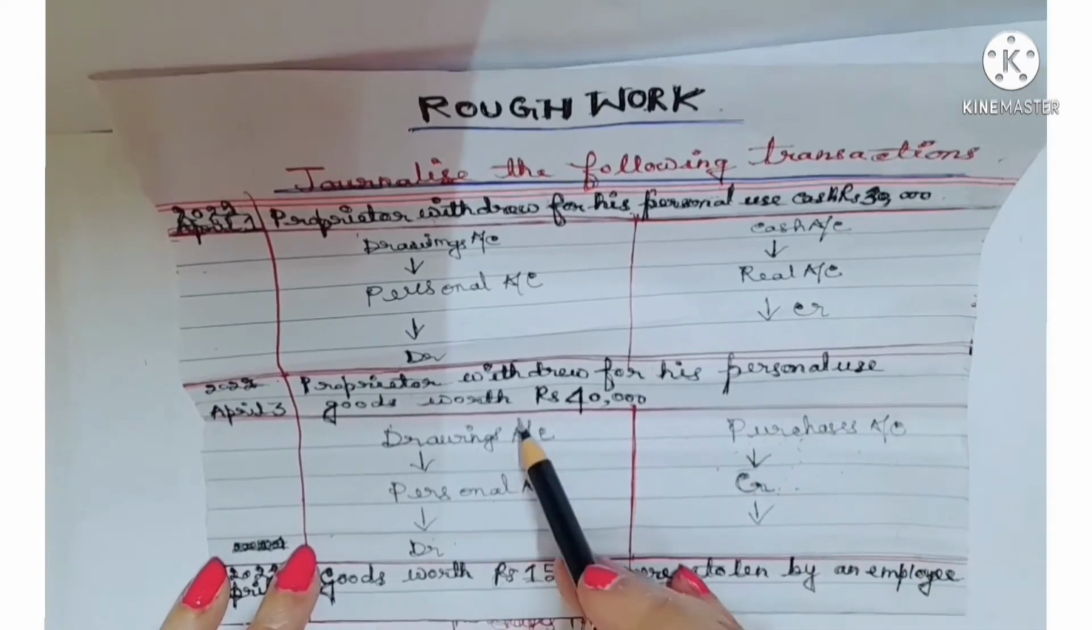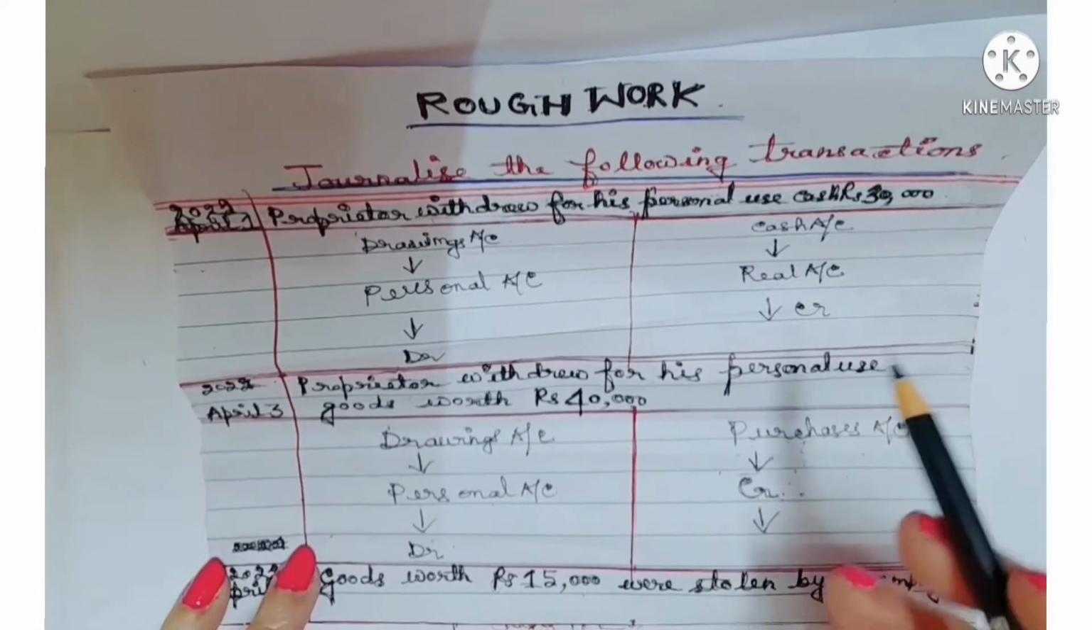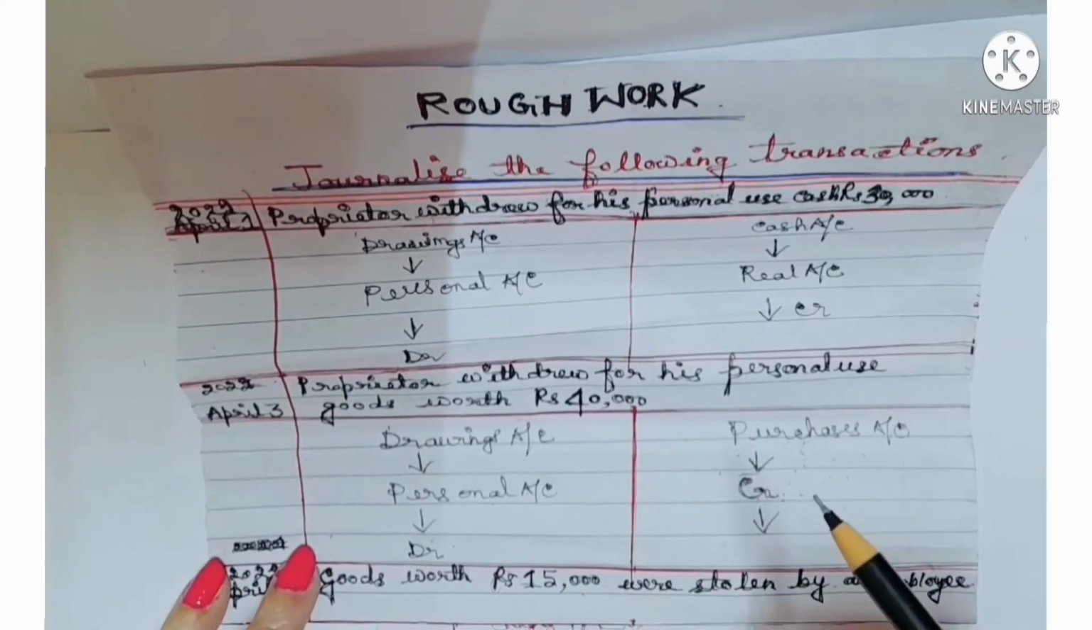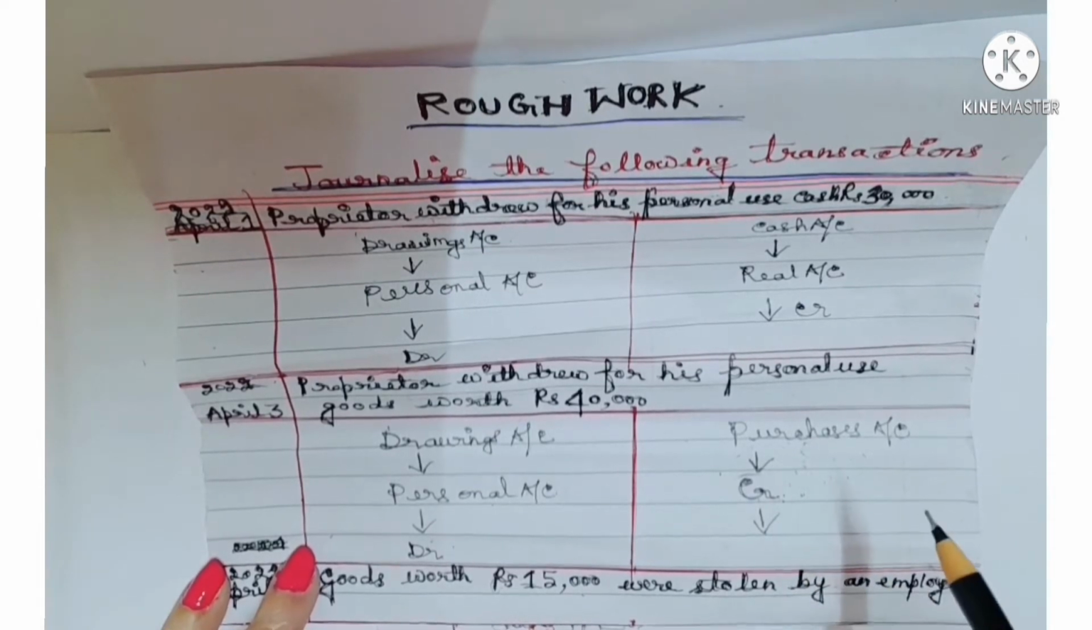So drawings account should be debited and purchases account should be credited whenever the proprietor withdraws goods for his personal use. The second account will be purchases account, and purchases account will be credited. Remember this thing.